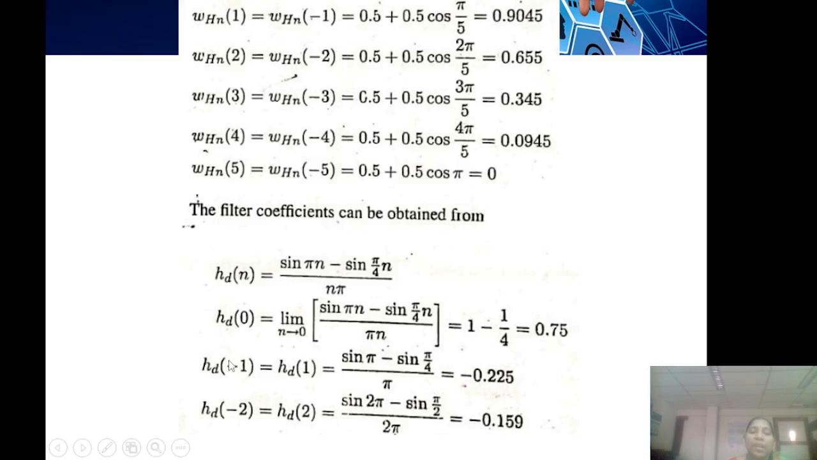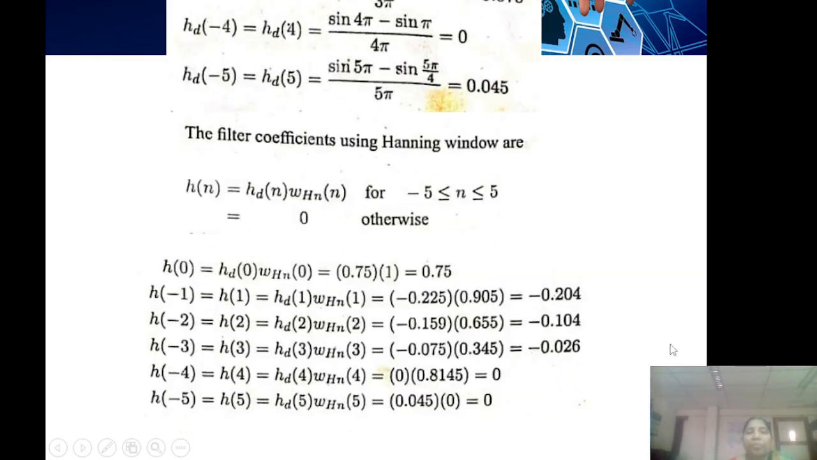Then if you substitute n = 1, you get −0.225. For n = 2, you get −0.159, and for n = 3, you get −0.075. For n = 4, you get 0, and for n = 5, the value obtained is 0.045. Keep in mind that to calculate these values, you have to keep your calculator in radian mode.